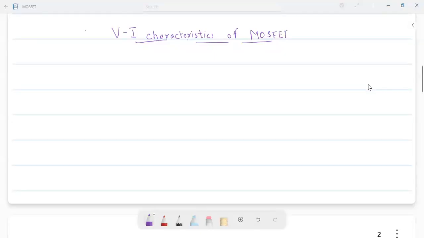Hi everyone. Today we will see the VI characteristics of MOSFET.